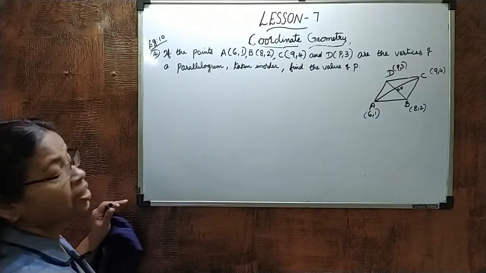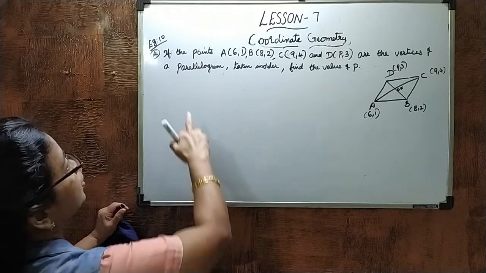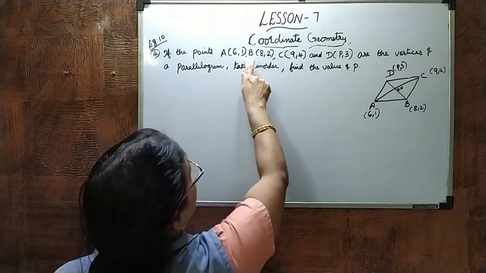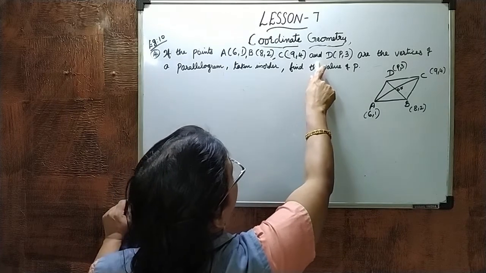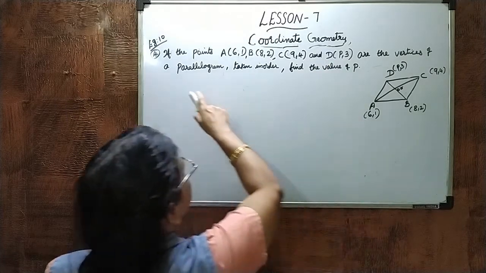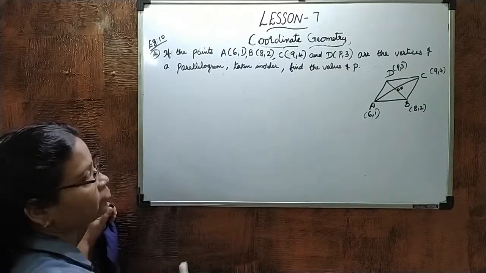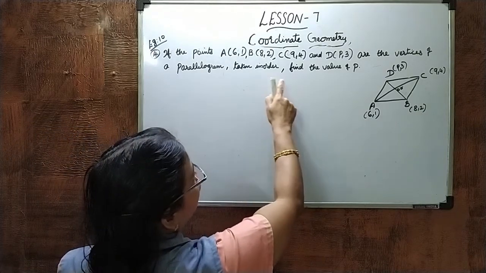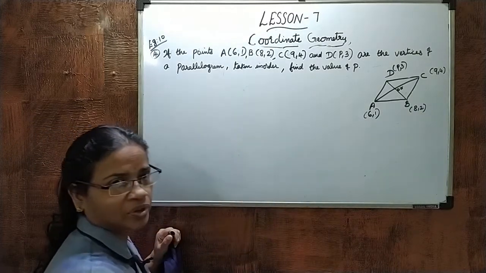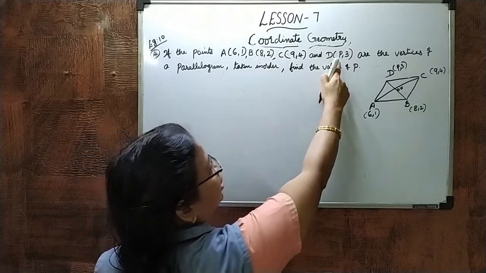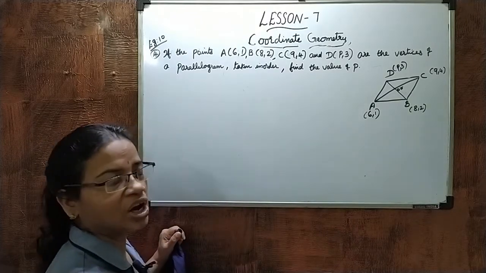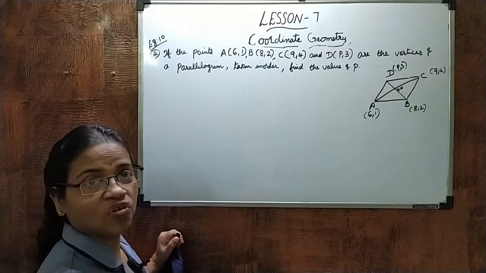Okay, now next question. Example number 10, 4th question. If the points A (6, 1), B (8, 2), C (9, 4) and D (P, 3) are the vertices of a parallelogram, taken in order, find the value of P. So P is here in the coordinates of D. You have to find out the value of P.